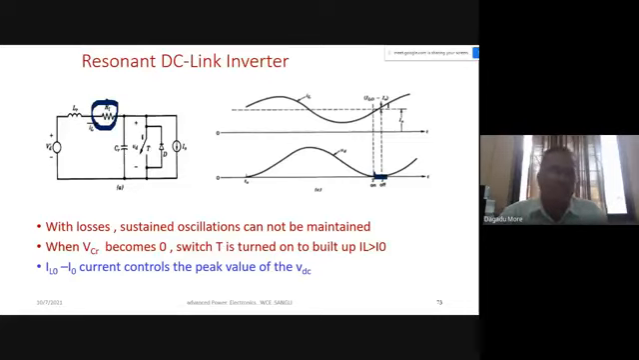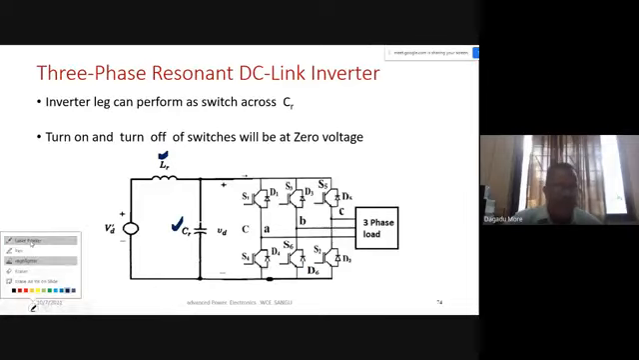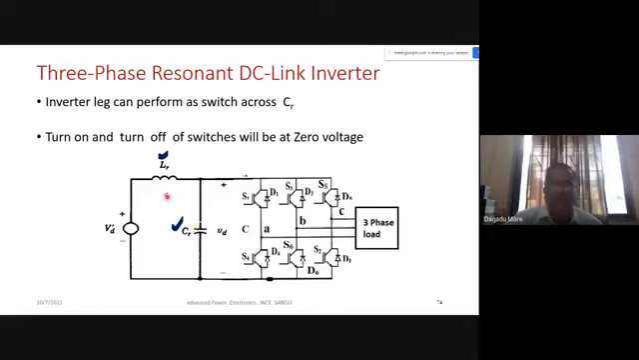And now this switch, okay, this switch we can replace. Now instead of this switch, one leg of the inverter itself can do the job. So this is our practical resonant DC link inverter. This is the LR and the CR. This is the LR and CR required for creating the resonance in the DC link.